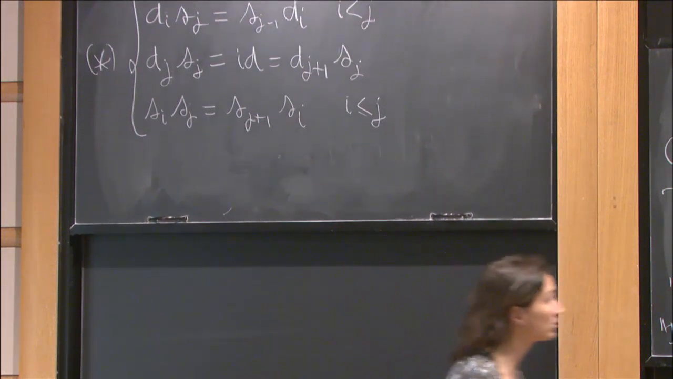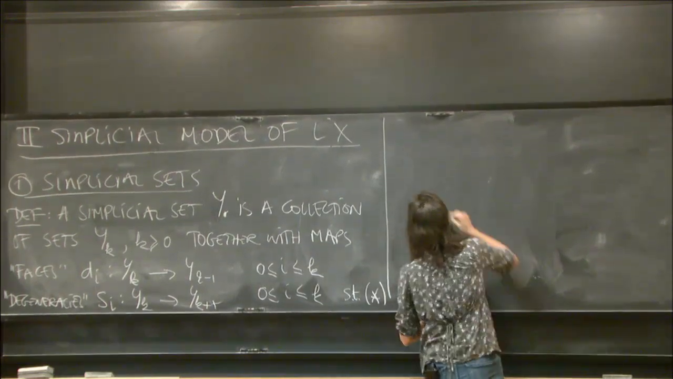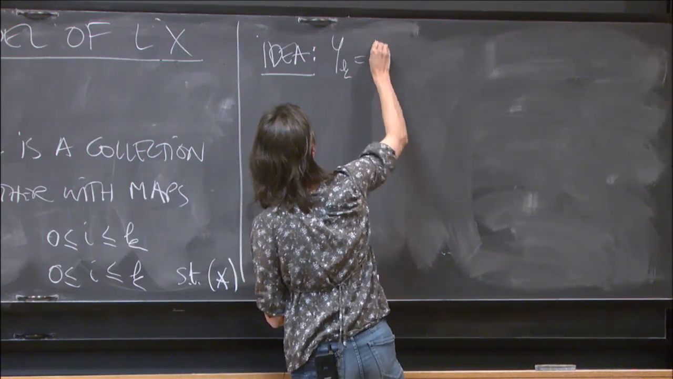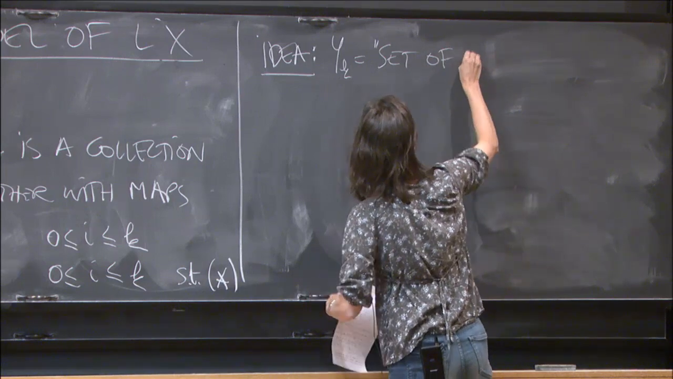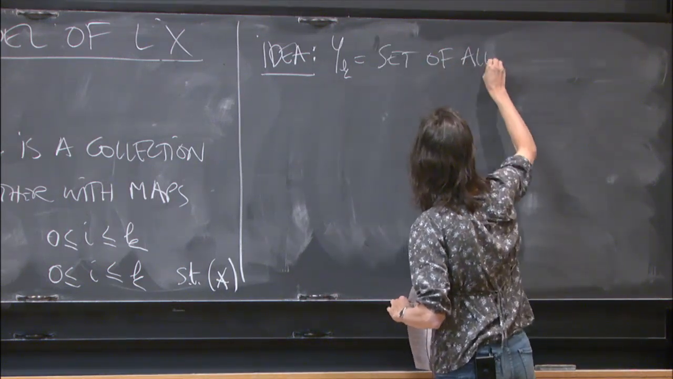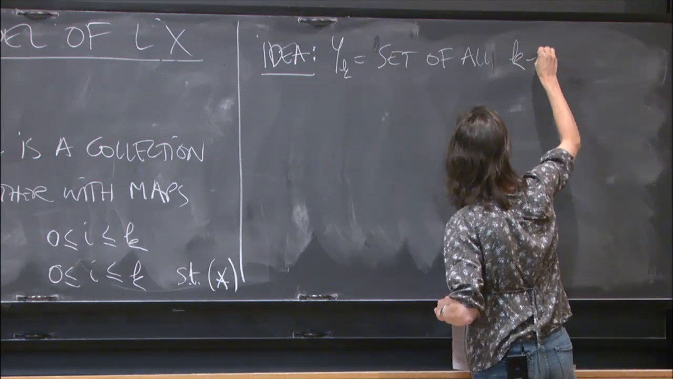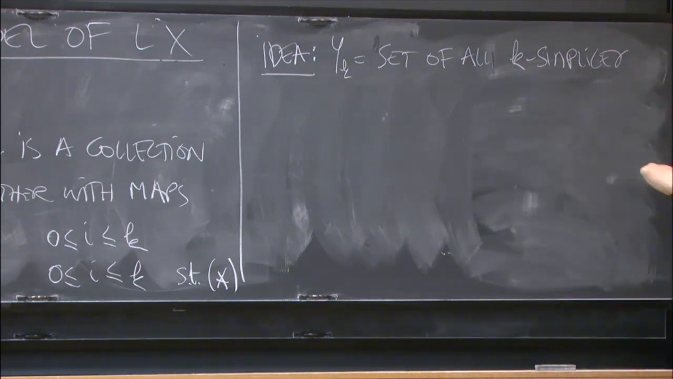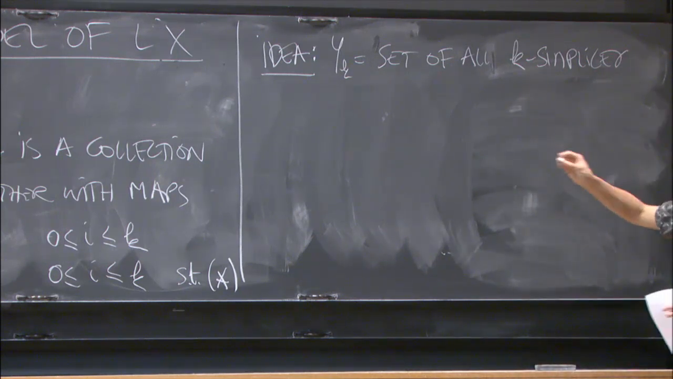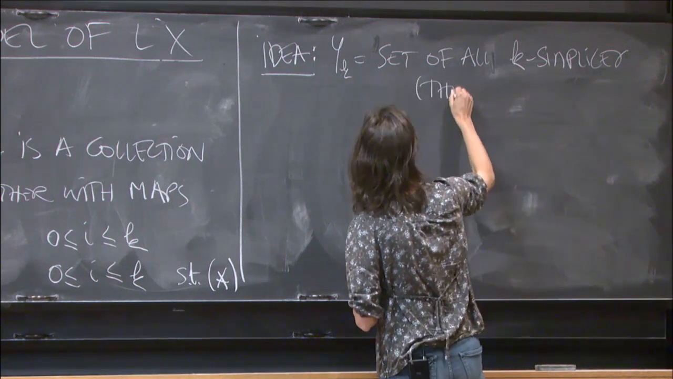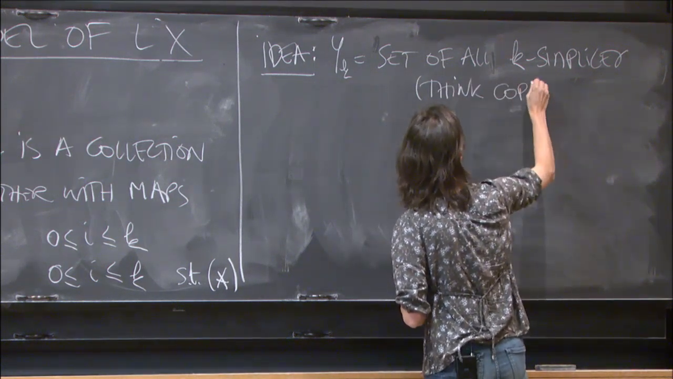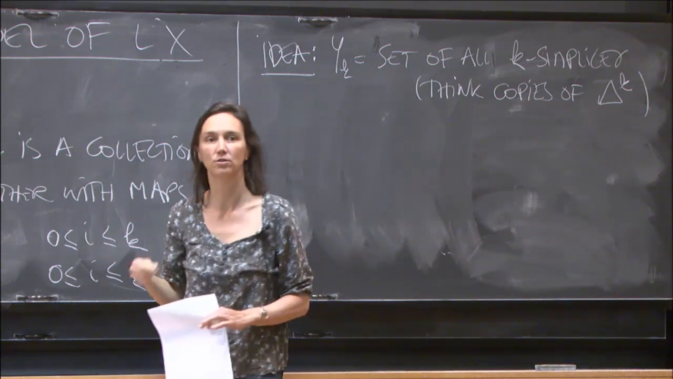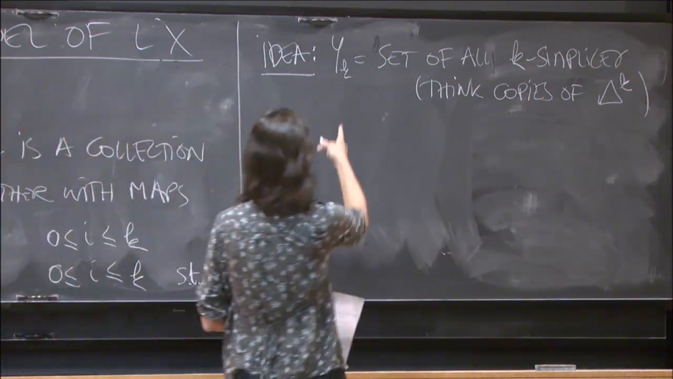What's the idea? What should you have in mind? Y_k is also called the set of so-called k-simplices. We have talked about simplices. You should think of copies of the k-dimensional simplex, delta k. This is my set of copies of delta k. This is my Y_k.